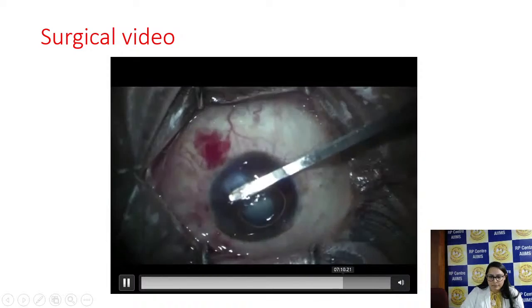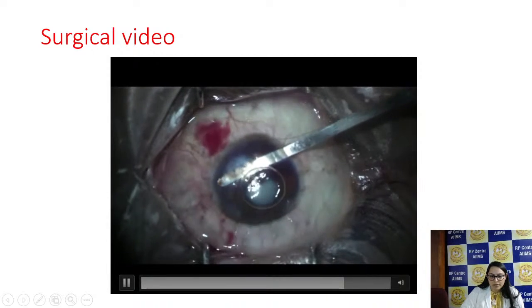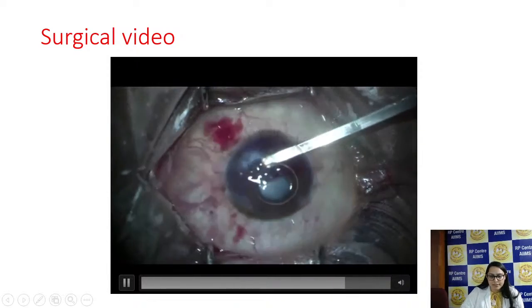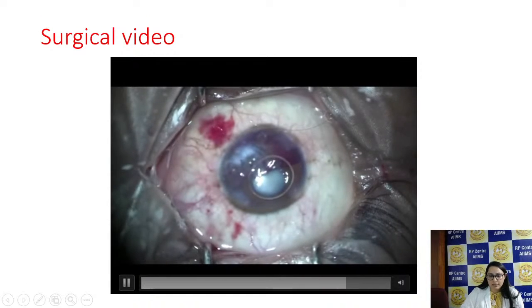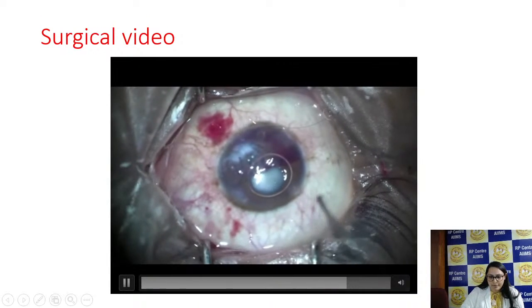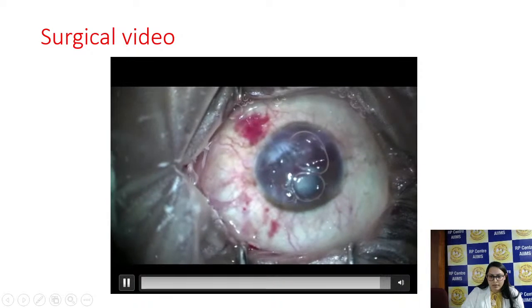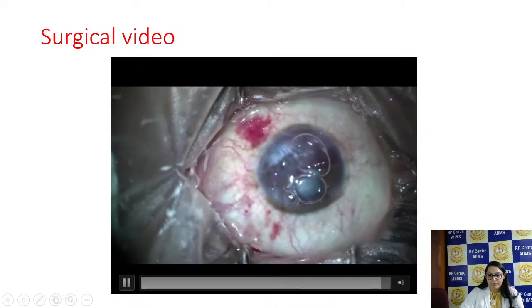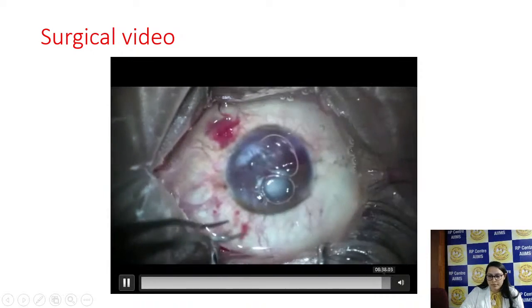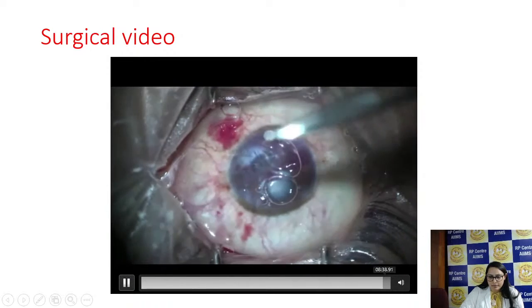Finally, we have to take care that no iris tissue is adherent to the wound, which can be checked using an iris spatula or a blunt cannula. At the end of the surgery, we want a formed anterior chamber and a watertight globe and no leak of air.